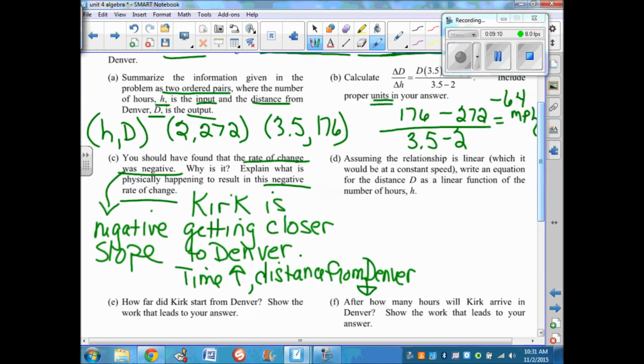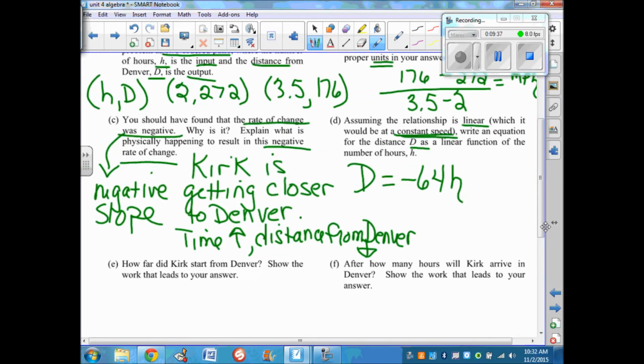Then part D says, assuming that the relationship is linear, which it would be because we said in the beginning it has that constant speed, constant rate of change, write an equation for the distance D as a linear function of the number of hours h. So D equals, we know that our average rate of change is negative 64 per hour. We don't know the starting point. We don't know how far he is from Denver at the start, before he starts out. So we've got to do some work from here.